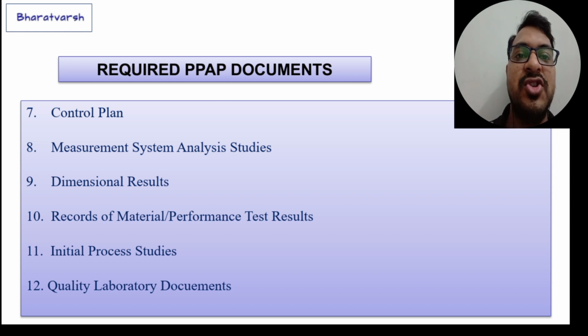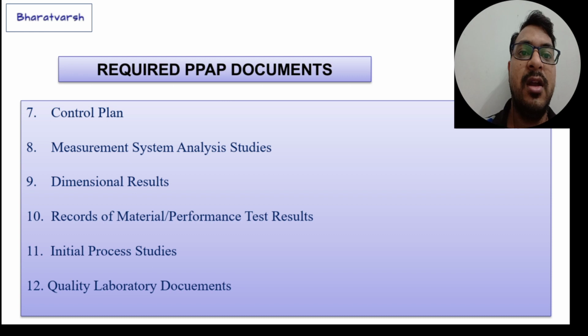Ninth is dimensional result. Dimensional result is basically a layout inspection report, a complete layout inspection report based on drawing and design records. All dimensional specifications, parameters, functional requirements, raw material and weight, all specifications mentioned in the drawing have to be covered in the dimensional report. And the dimensional result or layout inspection report has to be made after finalization of the sample part.